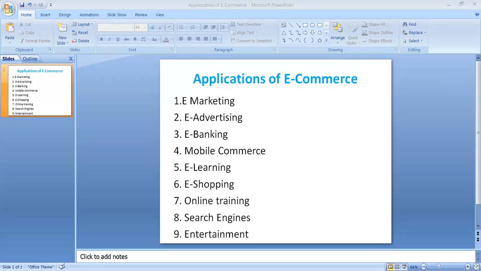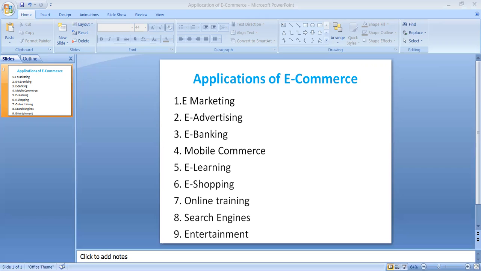e-marketing, e-advertising, e-banking, mobile commerce, e-learning, e-shopping, online training, search engines, and also in the field of entertainment. So, globally, e-commerce is applied in nine different areas. Let us try to understand briefly. You can do further study by referring to websites, textbooks, whatever source you have.